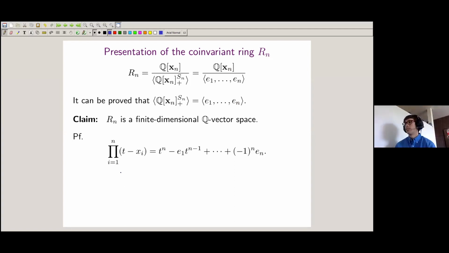Yeah, the presentation just means you can write it down as a quotient by an explicit ideal with an explicit set of generators. Sorry about that, I misspoke. I didn't mean, here are all of the relations on the e's. Yeah, sorry.